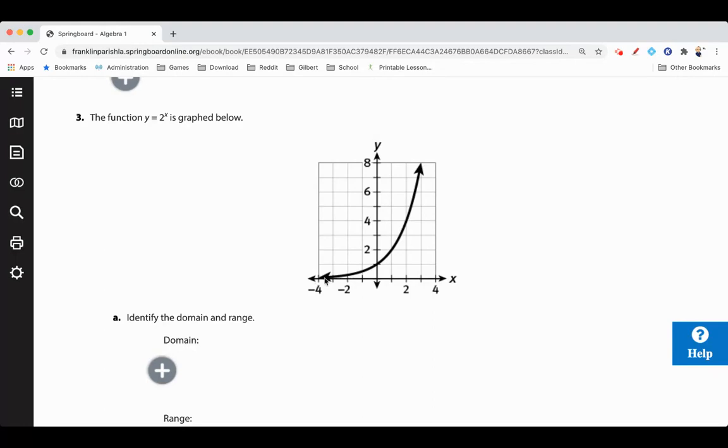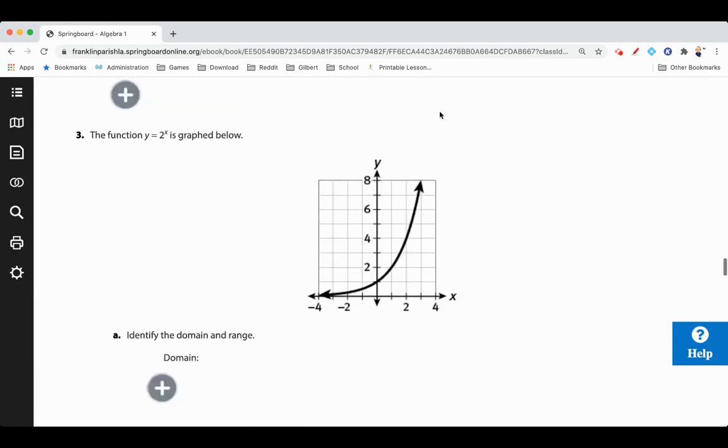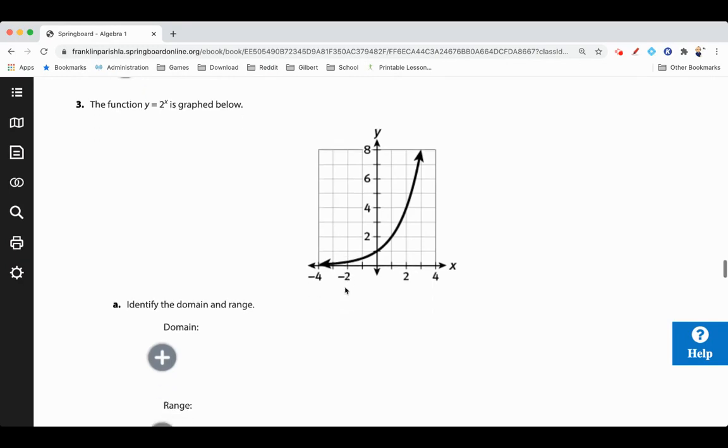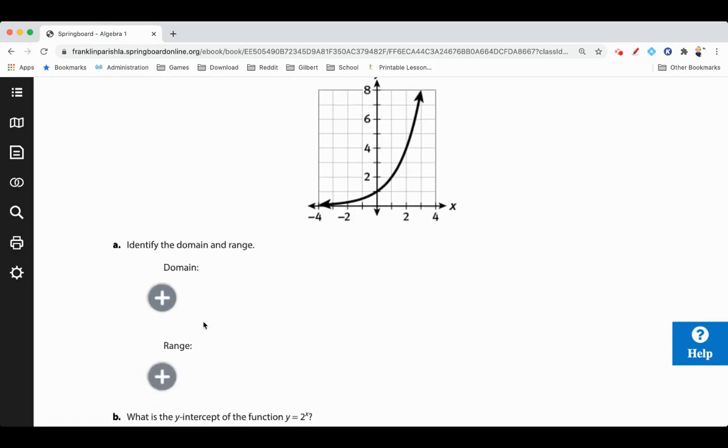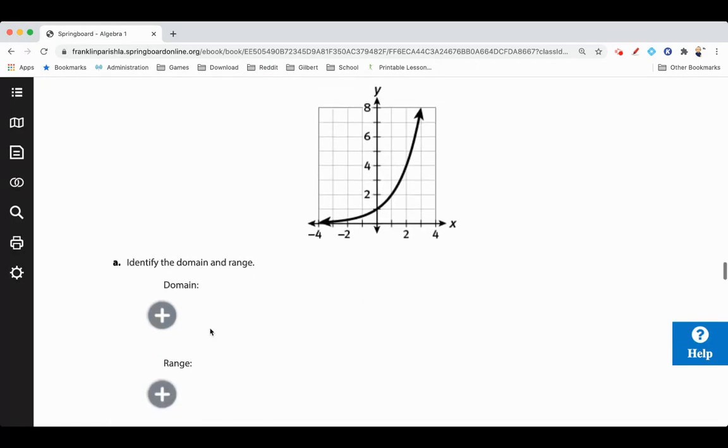Domain: negative infinity to positive infinity, it goes on forever in both ways. Range: okay, it goes close to 0 but never actually reaches it, and it goes up to infinity. So from 0 to infinity, but it never reaches 0, so it would be open. Or we can just say it's greater than 0. The range is y greater than 0.